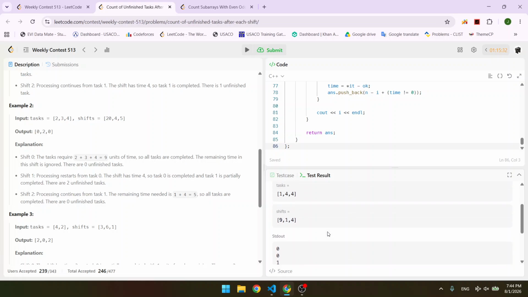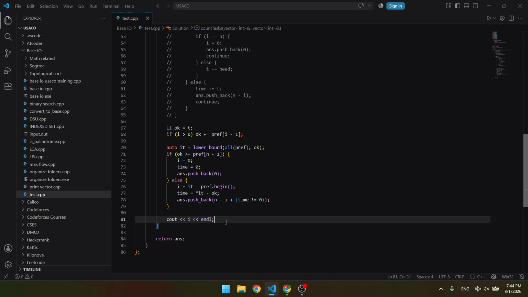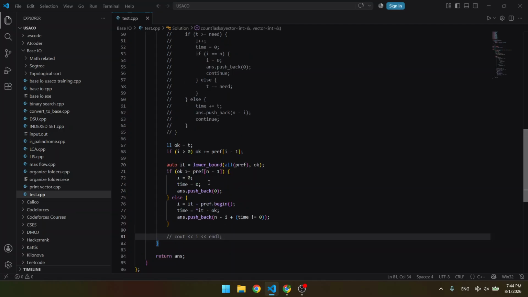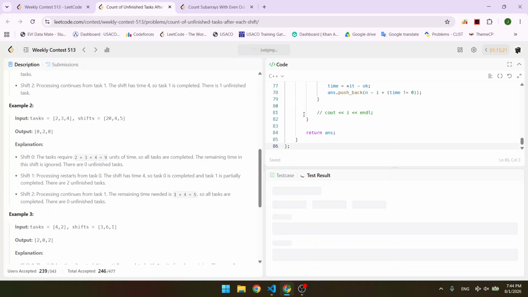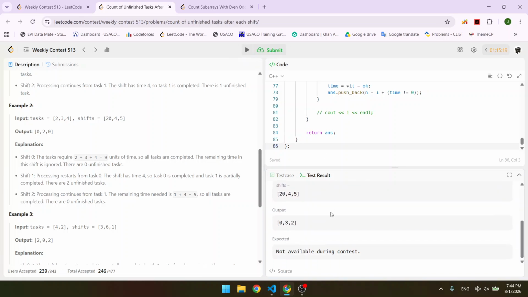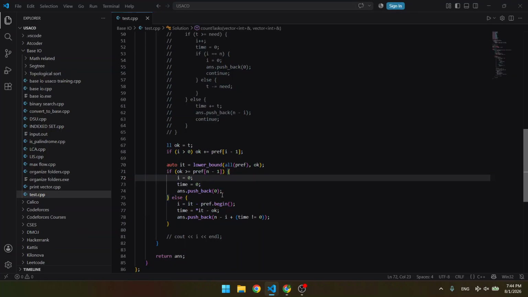Zero, 3, 3. 0, 0. If k is greater than or equal to pref n minus 1. Okay. 0, 3. If it is 1, okay, let's see, right? If i is 1 over here, then we use it. We added 3. What we should have added was over here.